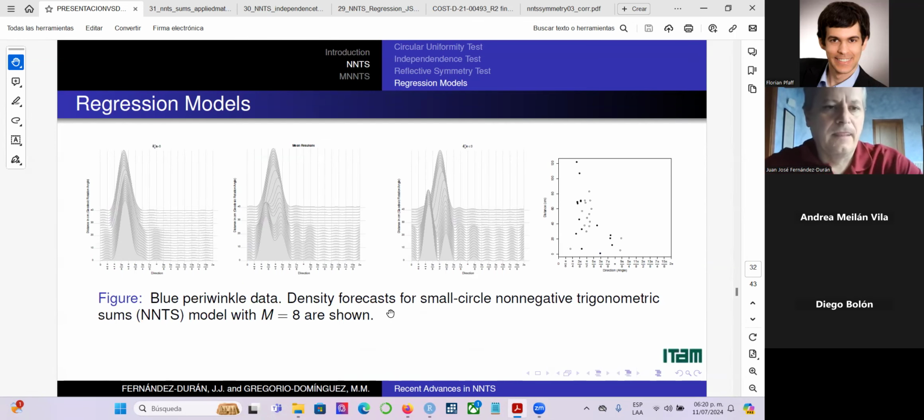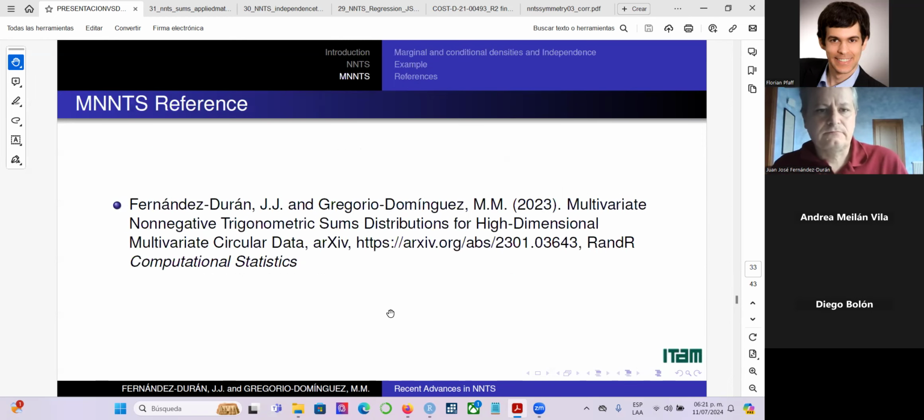Here are the conditional density functions obtained when applying the values of the estimated parameters on the small circle, in this case, on the parameter hypersphere, and you can have all these probability density forecasts that can be used in practice. I will pass to the multivariate case.